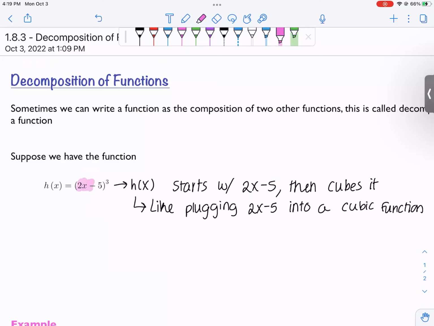So if I look at the 2x minus 5 as being the inside, and I look at the outside portion, which I'm going to write as box cubed, as the outside, cubing something, right? Cubing whatever's in the middle. Let's call that x cubed. The outside function is x cubed. I'm just ignoring what's in the middle. The inside function is 2x minus 5. I could see this function as being a composition of these two functions here.